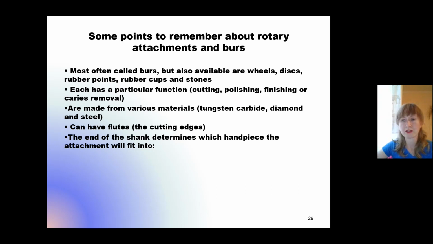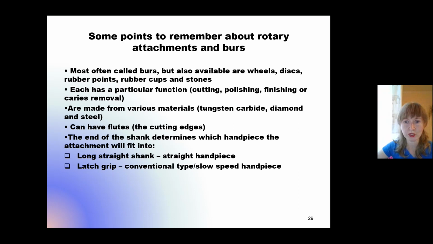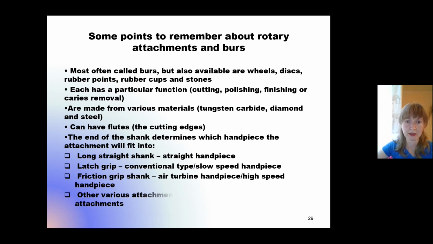The end of the shank determines which handpiece the attachment will fit into. Long, straight shank for straight handpiece. Latch grip for conventional type or slow-speed handpiece. Friction grip shank for air turbine handpiece or high-speed handpiece. Other various attachments such as snap or screw type attachments can fit into conventional type or slow-speed handpiece.